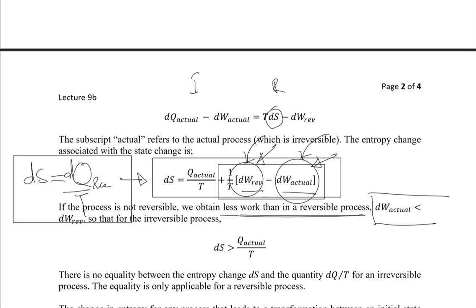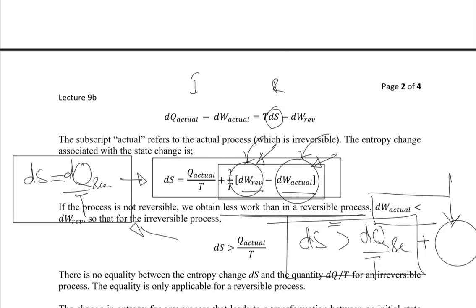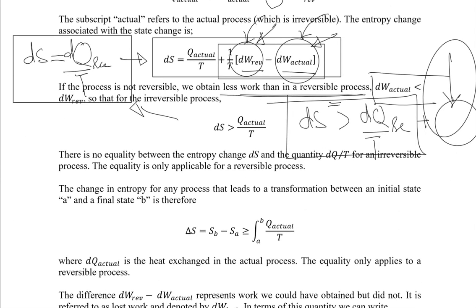Now if I compare again with this equation, ds would not be equal to dq by T, but actually greater than dq by T. That means if you need to convert it into an equality, there would be another term added to this equation, and then ds would be equal to something like this. So for the process, there is something else added to the system and surroundings which is responsible for the change in entropy.